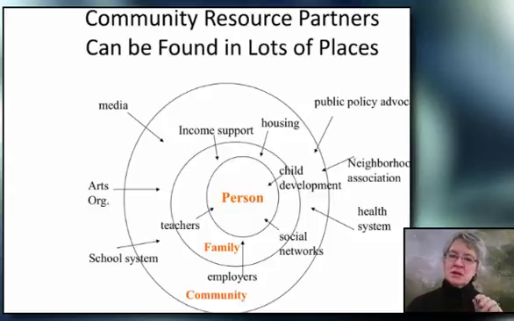Oftentimes what happens is people end up selecting a couple different strategies. So they might have a direct strategy, they might have a school system strategy, and they may actually have a neighborhood association strategy as well, so that the neighbors all know that and have a better understanding about how an ADD child might act out in a given environment.